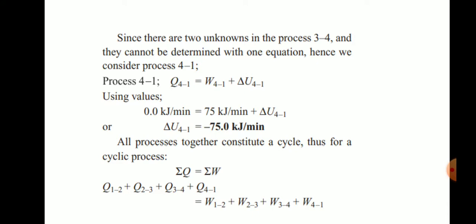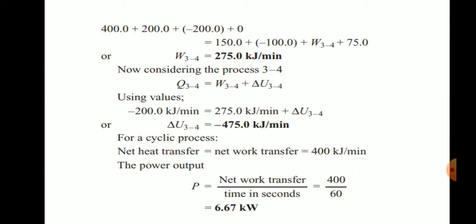In the first law for the cyclic process, net heat transfer equals net work transfer, which is the summation of all heat transfer equal to the summation of all work transfer: Q1 to 2, Q2 to 3 and so on. From that equation, the unknown value is W3 to 4 alone. All other values are either determined or given in the problem. Substitute those values and calculate W3 to 4, which is equal to 275 kilojoules per minute.